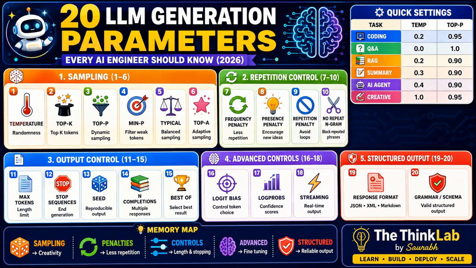The fifth one is typical sampling. Typical sampling chooses the words that are statistically normal. So it avoids the words that are either too common or too unusual, right? So the result is natural sounding text.